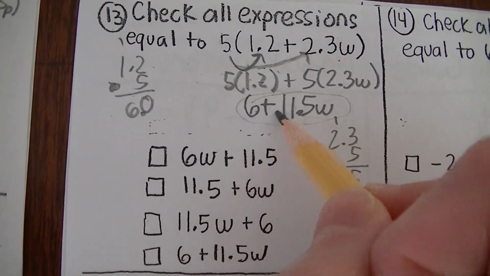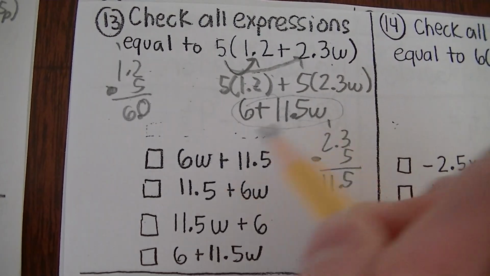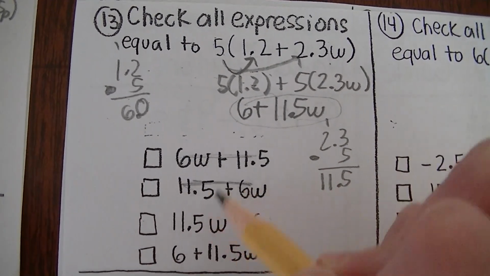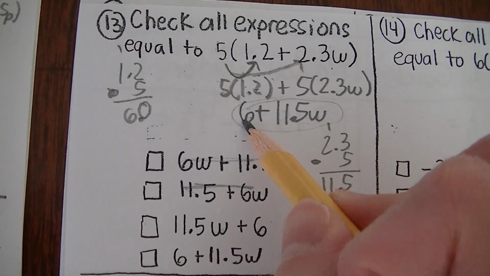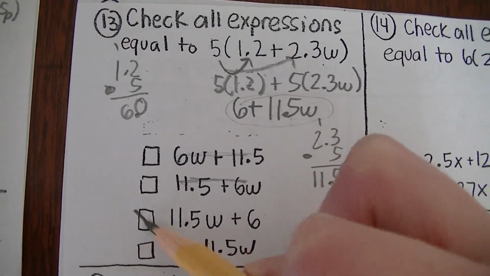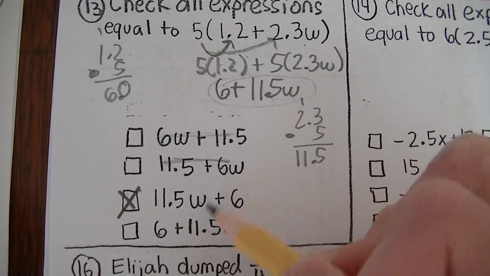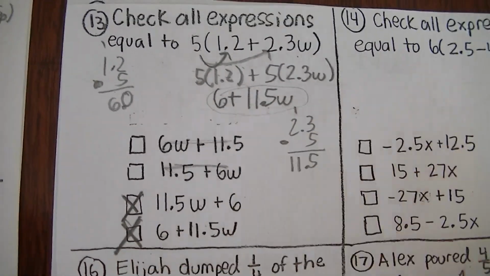So it's a plain old 6 plus 11 5/10 W. That's not it. 11 5/10, nope, the W's not with it. 11 5/10 W plus 6. Positive 6, positive 11 5/10, so that's one of them. And then 6, yep, and a positive 11 5/10, that's exactly what I got.